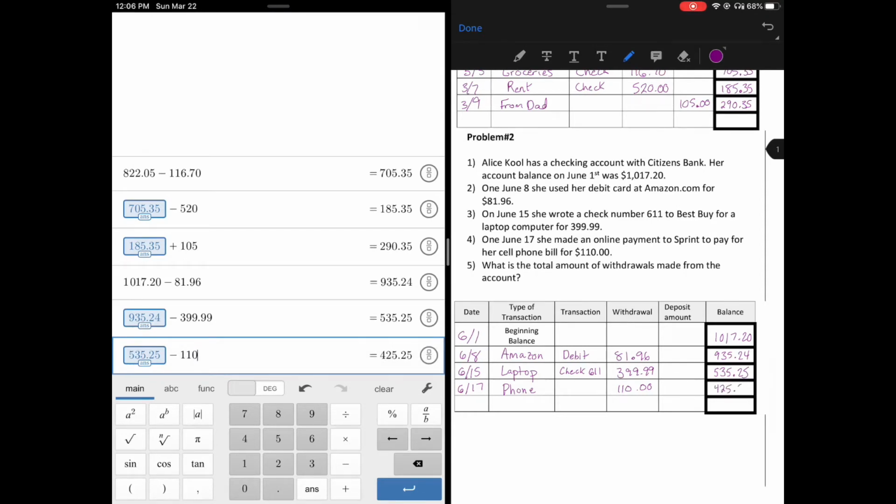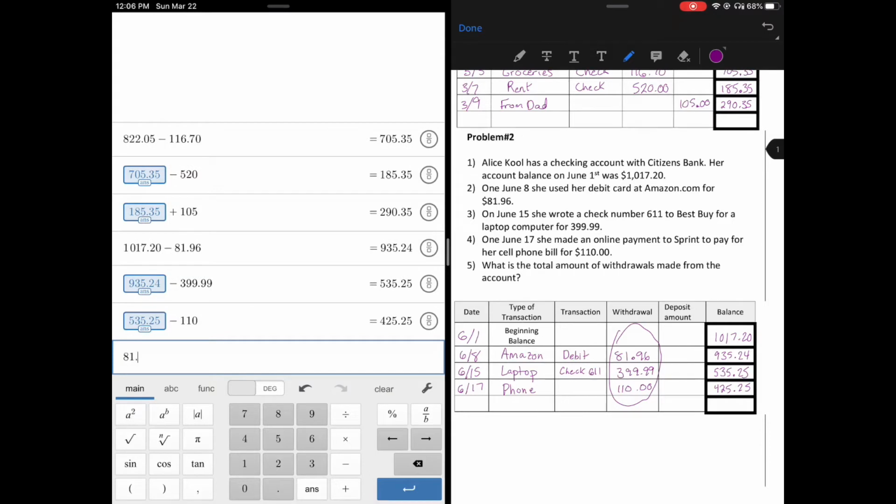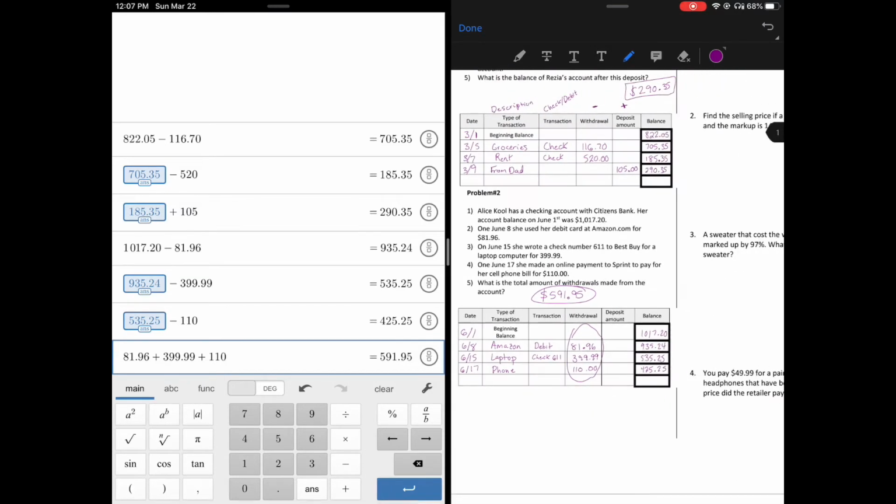$425.25. What is the total amount of withdrawals she made from the account? So it doesn't ask us for the total balance or the final balance, it asks us for the total amount of withdrawals. So we take all of these withdrawals and we add them together. So 81.96 plus 399.99 plus $110. So the total amount of withdrawals would be $591.95. And that's it for balancing a checkbook.